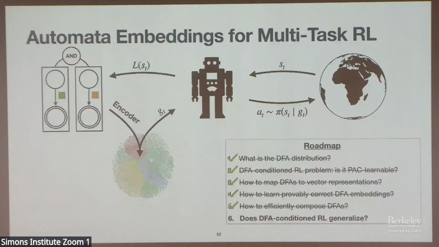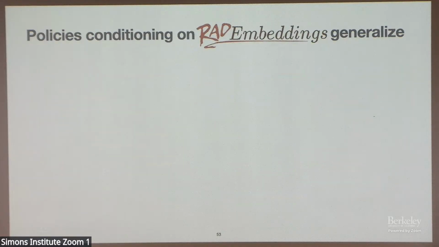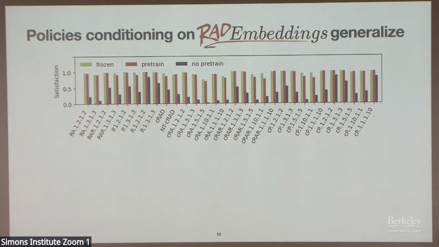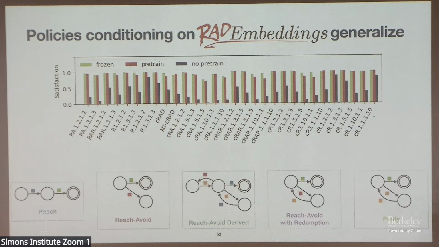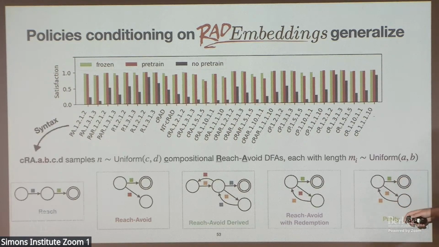Okay, so we got that too. Let's look at some experiment results. Does DFA conditional RL generalize? So they do indeed. So we generated a bunch of samples. Here the syntax is as follows.